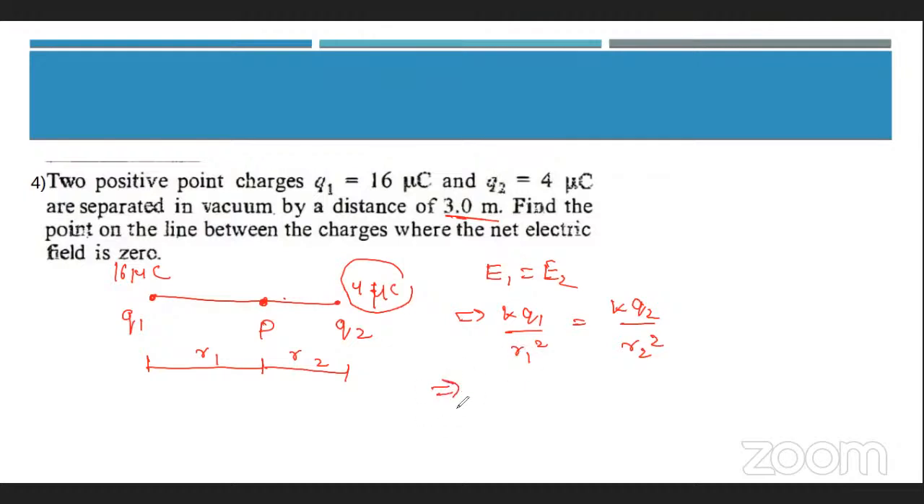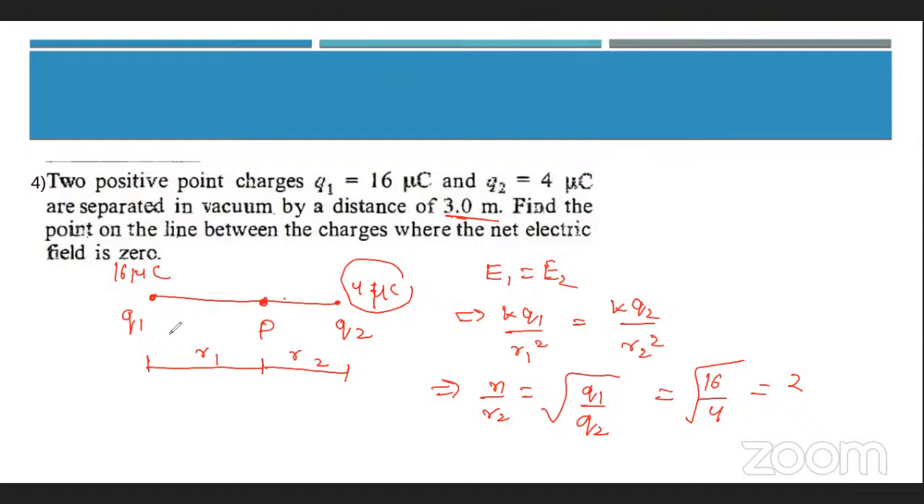KK gets cancelled. Q1 by Q2 we have. So I can write that R1 by R2 can be written as root over Q1 upon Q2. So Q1 is basically 16 microcoulomb and this is 4. So root over 4, I get it as equal to 2. So R1 by R2 is equal to 2.